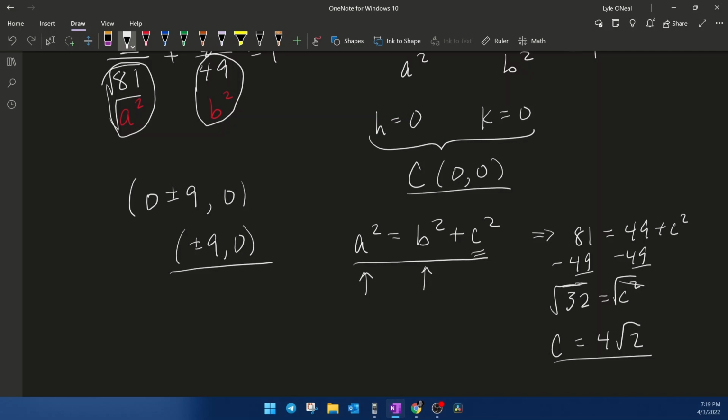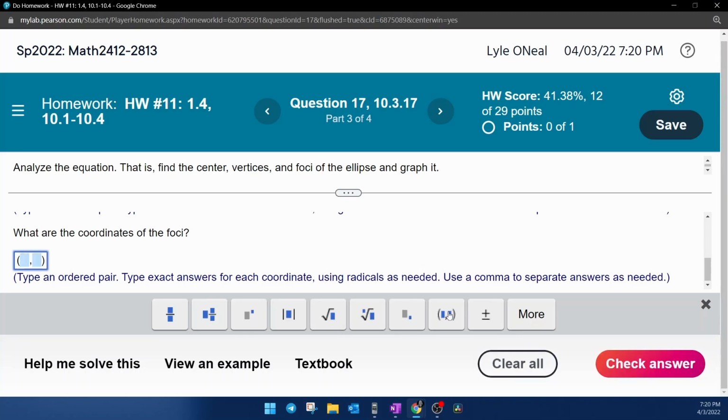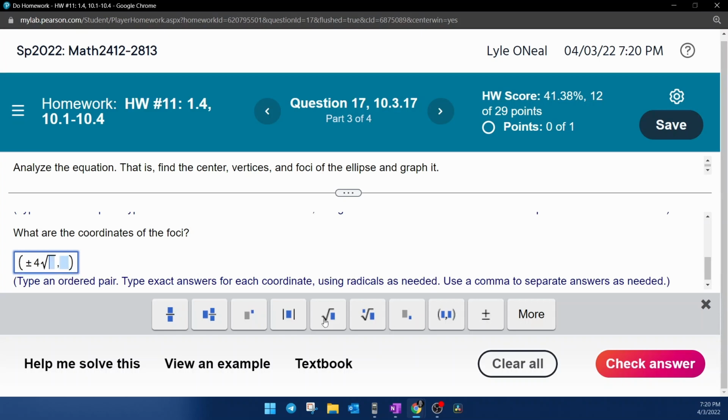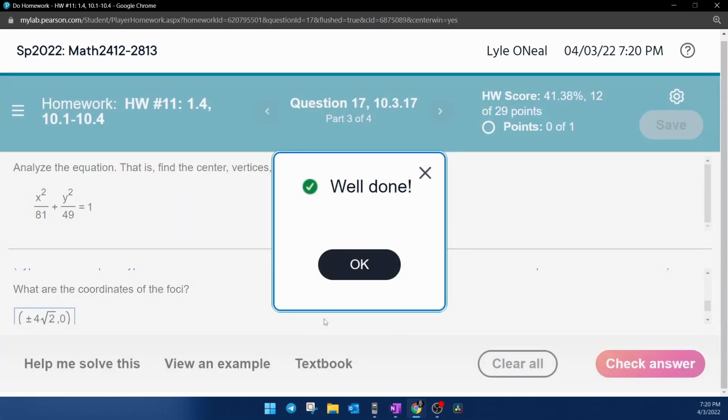Then to write the foci, that's going to be h plus or minus c, comma k. And then we can get rid of the 0 because 0 plus or minus anything is just that thing, and we'll see if it'll take the plus or minus answer again. All right, so the foci as an ordered pair are going to be plus or minus 4 square root of 2, comma 0, and it did accept the plus or minus.